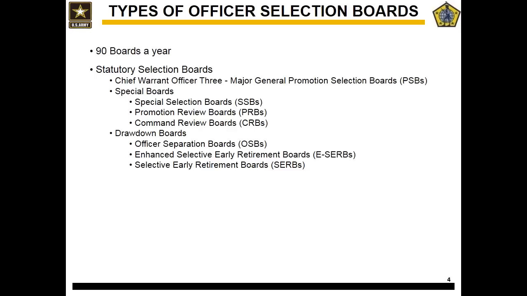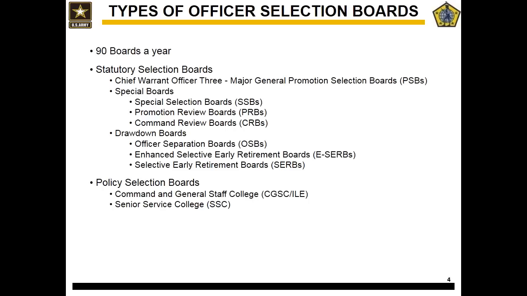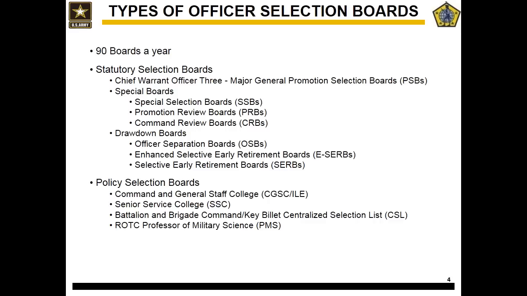Some boards are governed by policy, including school boards, such as Command and General Staff College and Senior Service College boards. Policy boards also include battalion and brigade command and key billet centralized selection lists and reserve officer training corps professor of military science boards. Now let's talk about the MOI.